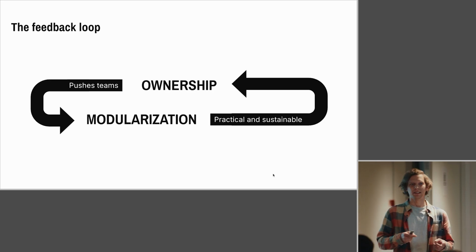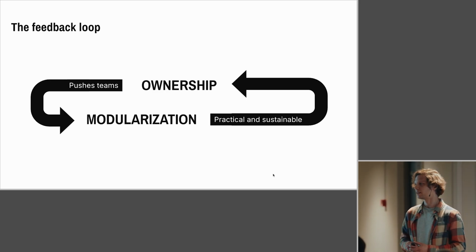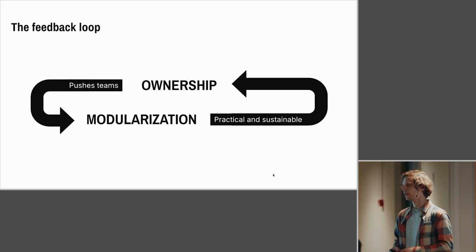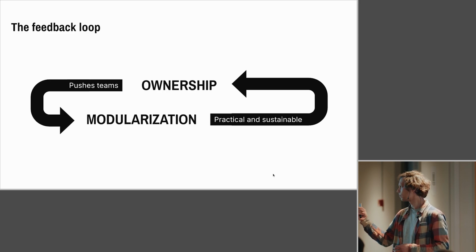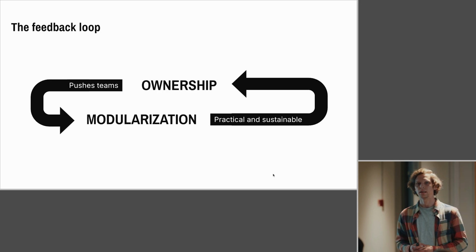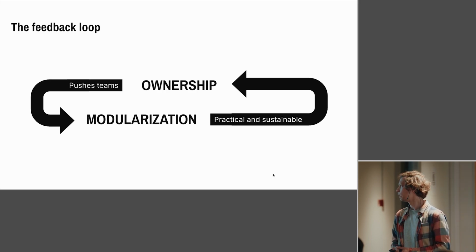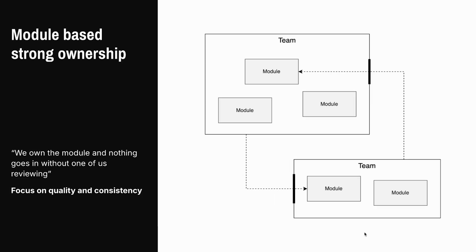I could have replaced module with owner in the previous definition, and everything would still apply. And this indicates that there is a feedback loop between ownership and modularization, because ownership pushes teams to modularize. That's how they can take responsibility of their own code, and it also makes ownership practical and sustainable. What kind of ownership did we introduce? Again, this is specific to us. It might be different for you.